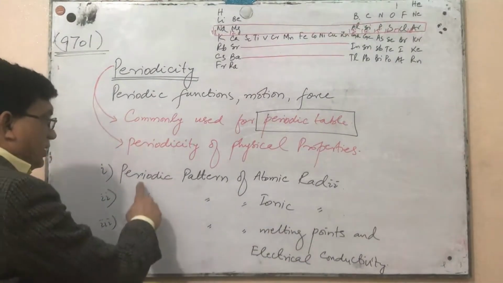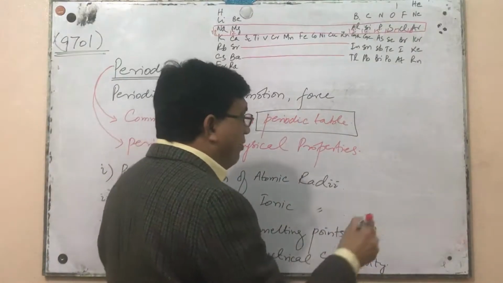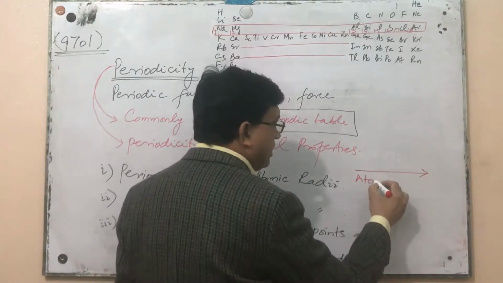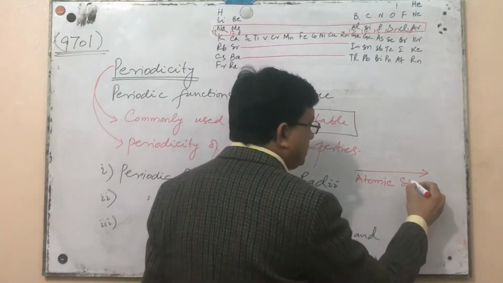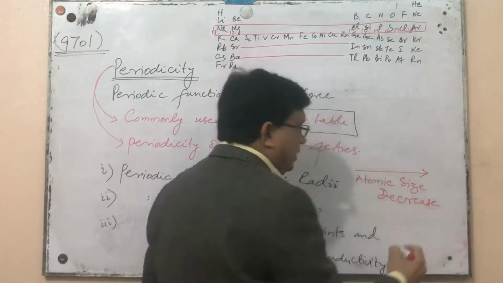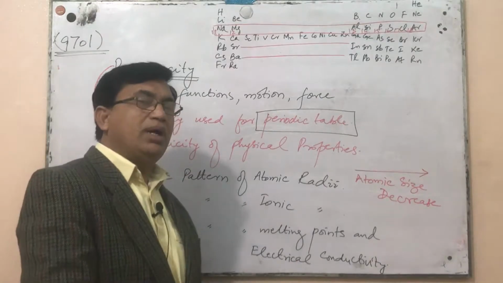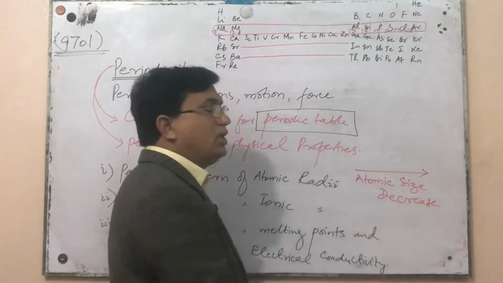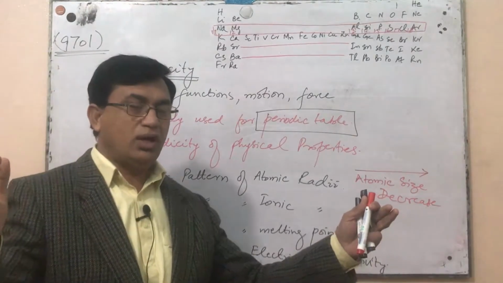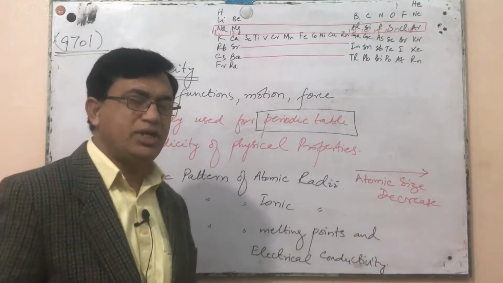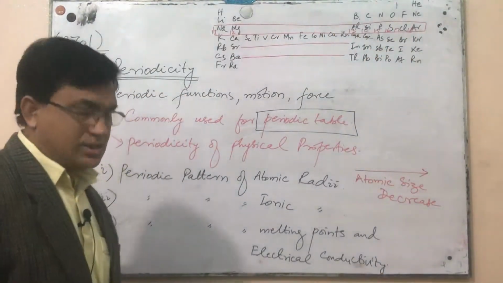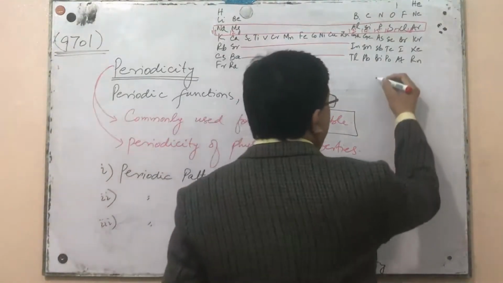What happens? From left to right in the periodic table, we have observed that atomic size decreases. Why? The shell remains the same, but in the nucleus the number of protons increases, gradually increasing the force of attraction on the electrons, so electrons are compelled to revolve very close to the nucleus. That's why atomic radius decreases from left to right. That can be represented graphically.